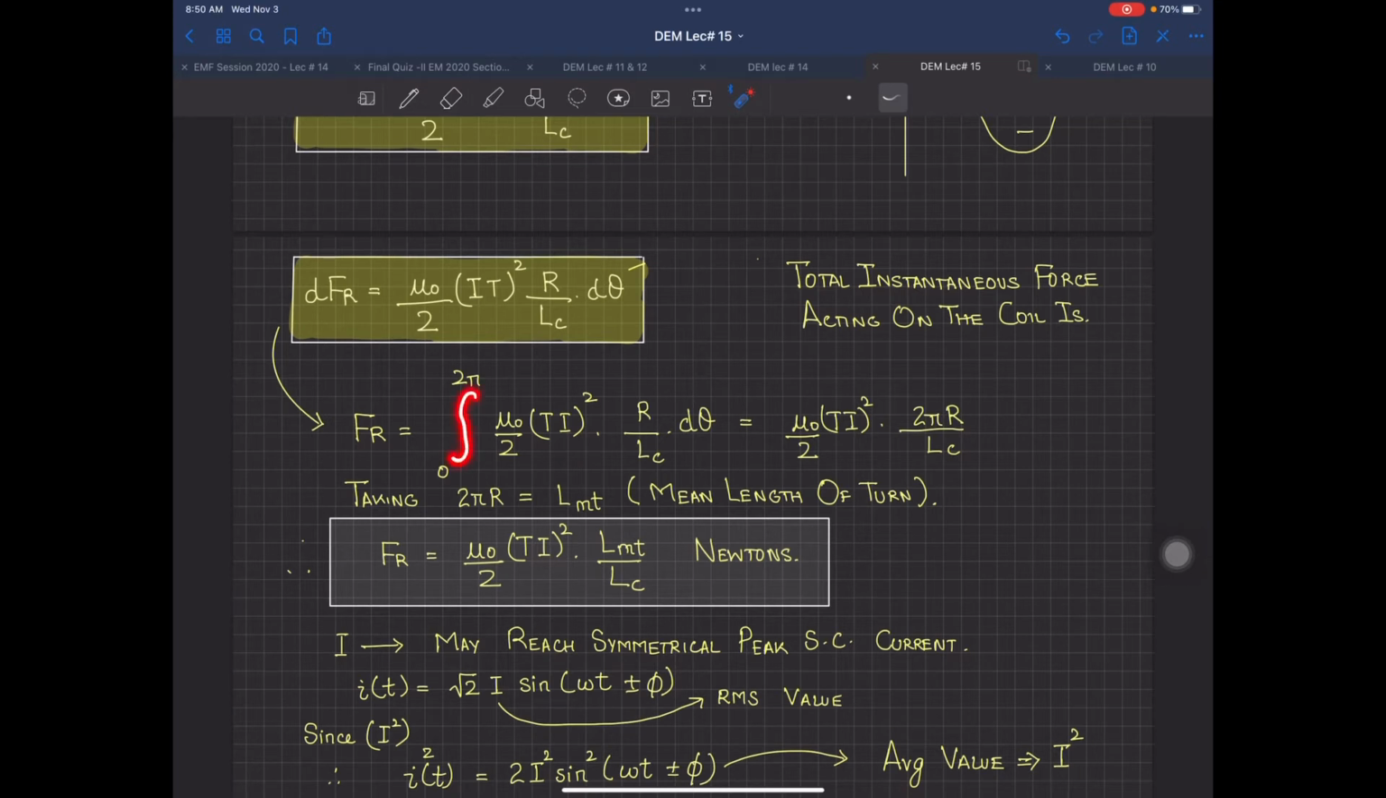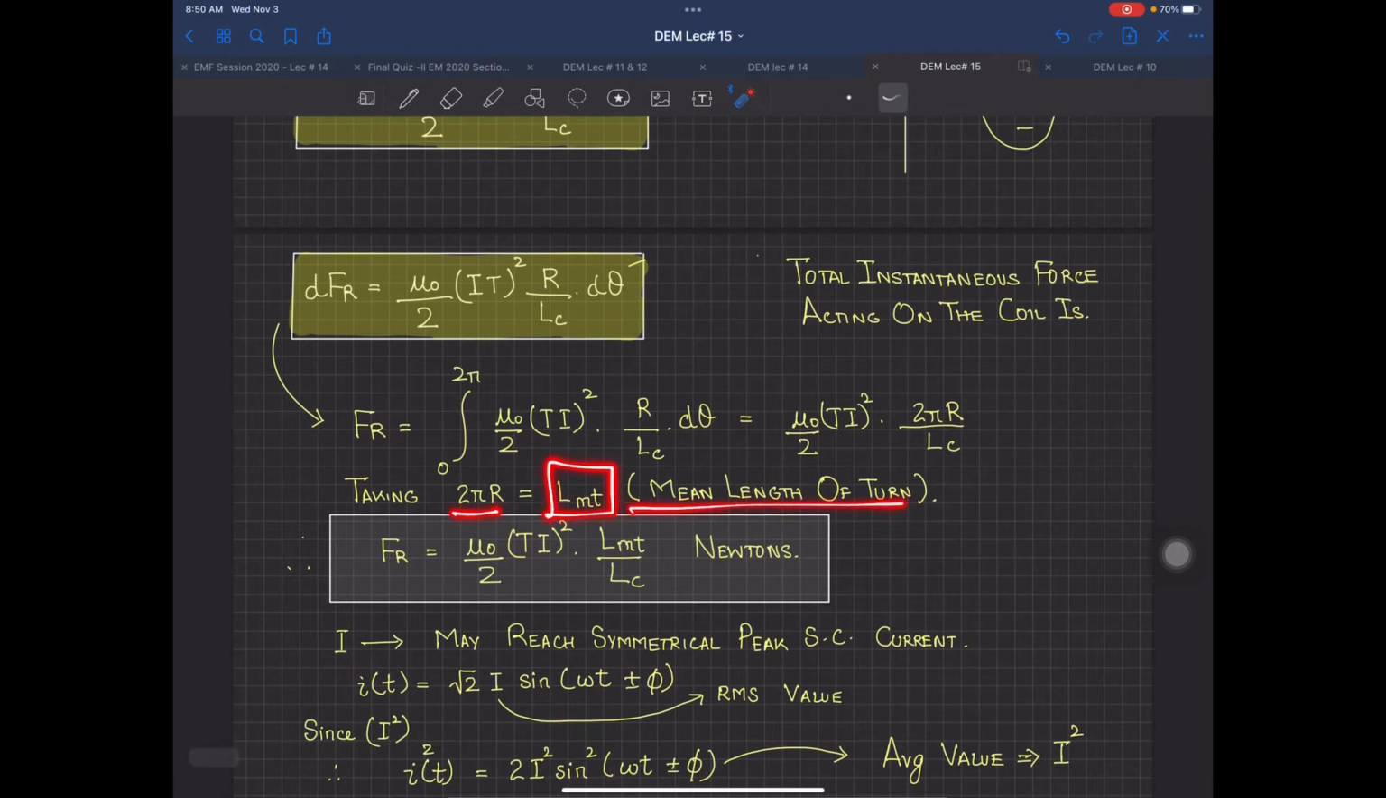So I am going to integrate it from 0 to 2 pi. I am going to get mu naught divided by 2, and in place of this R, I am going to multiply it by 2 pi R. And what is 2 pi R? Since R is the mean over there, 2 pi R is going to be equal to L_MT, the mean length of the turn. That is the outer winding. So F_R is now equal to mu naught divided by 2, I T or T I squared into L_MT divided by L_C. So what component is important over here? You are getting over here mu naught constant, 2 constant, L_MT and L_C also constant.